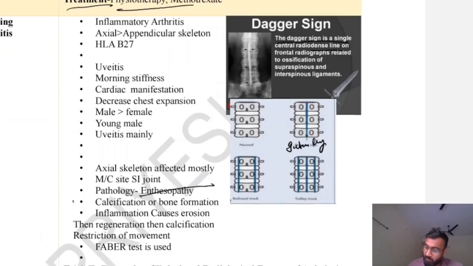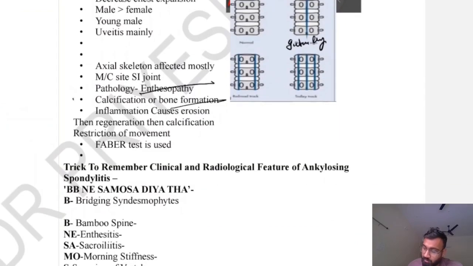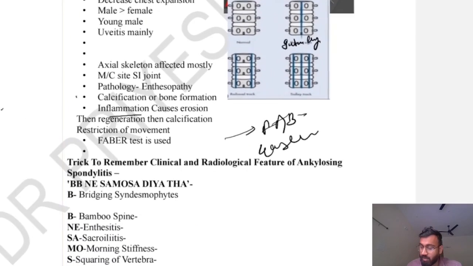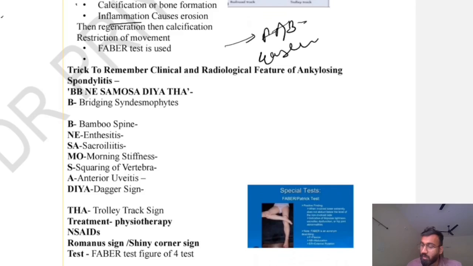Pathology is enthesopathy, calcification or bone formation. Inflammation causes the erosion, then regeneration, then calcification. Restriction of movement. There are tests to detect it, Schober test, Gaenslen test. These all are the tests to detect ankylosing spondylitis. Now, FABER test is also known as Patrick test. Now to remember all the clinical features of ankylosing spondylitis.